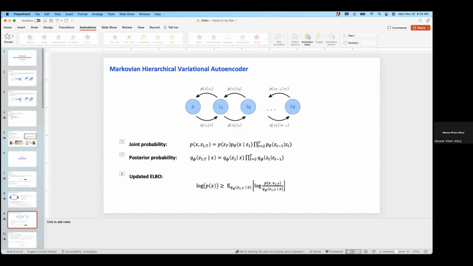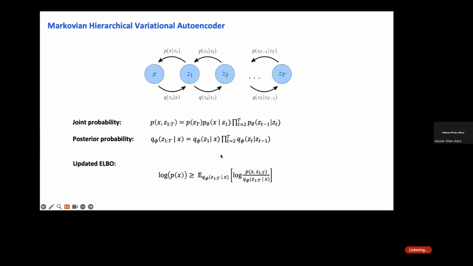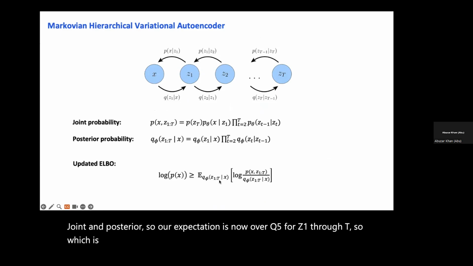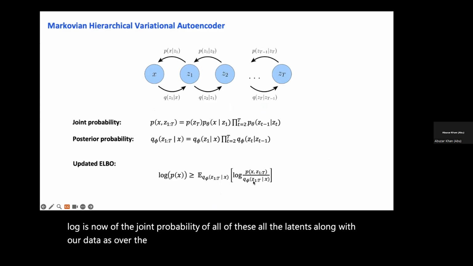So we can get back to it using the updated joint and posterior like so. Our expectation is now over q of Z1 through ZT, which is all of the higher degree latents given our initial input X. And the log is now of the joint probability of all the latents along with our data, over the posterior of all the latents given our data point, right?